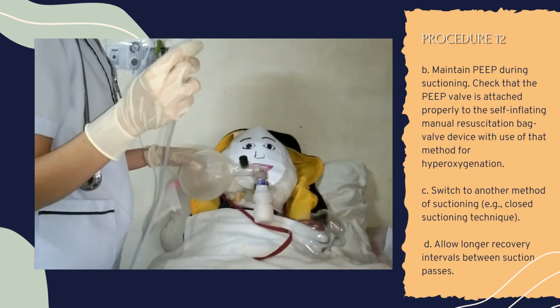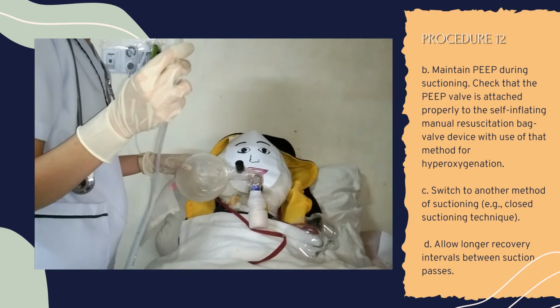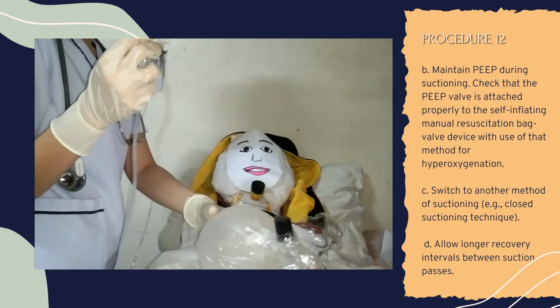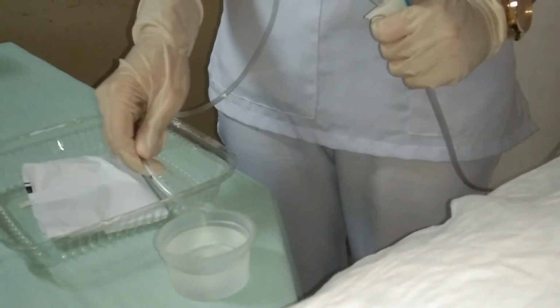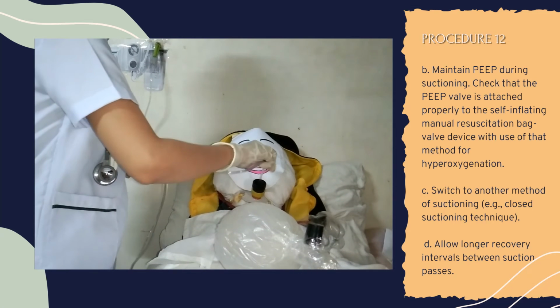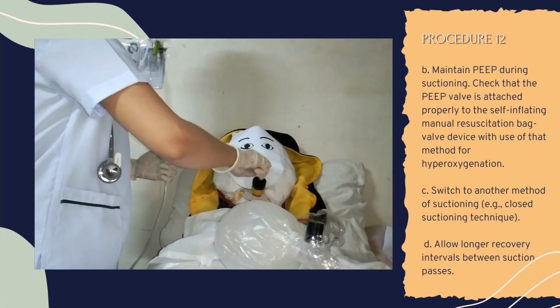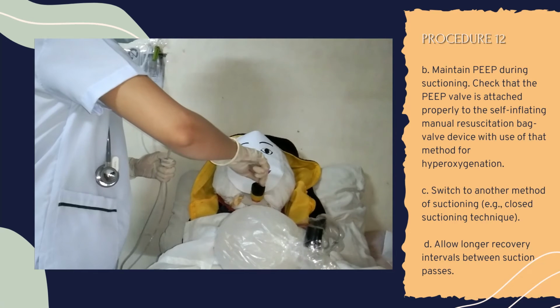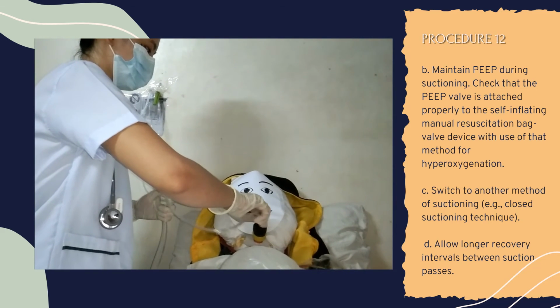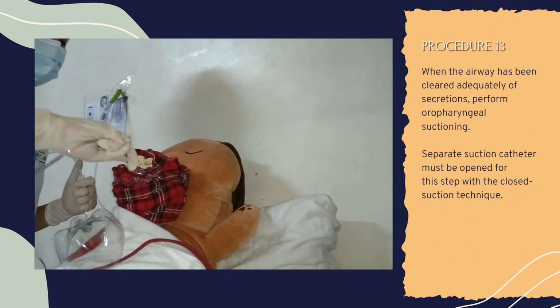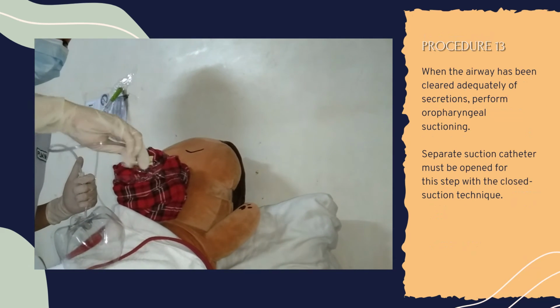You may also switch to another method of suctioning, such as the closed suctioning technique, because other methods of suctioning may be more effective and safer for the patient. Allow longer recovery intervals between suction passes. It allows the patient to regain prior oxygenation levels. Hyperventilation should only be used if the patient does not tolerate suctioning with hyperoxygenation alone.